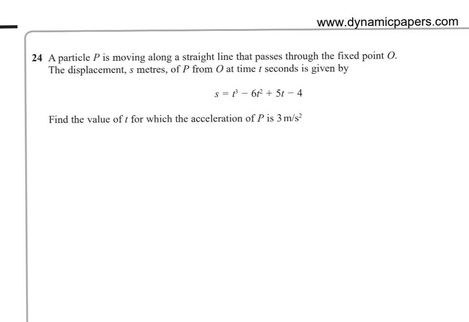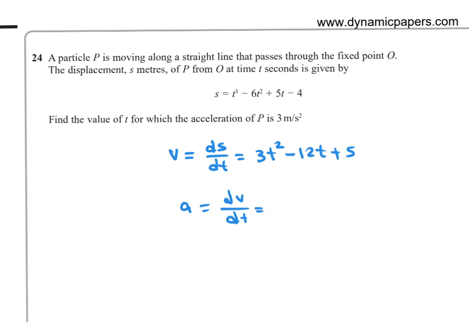So we need to find the expression for the acceleration. From the displacement, we can find the velocity by the derivative. The velocity equals ds over dt, so 3t squared minus 12t plus 5. Now the acceleration is dv over dt, the derivative of the velocity, so 6t minus 12.